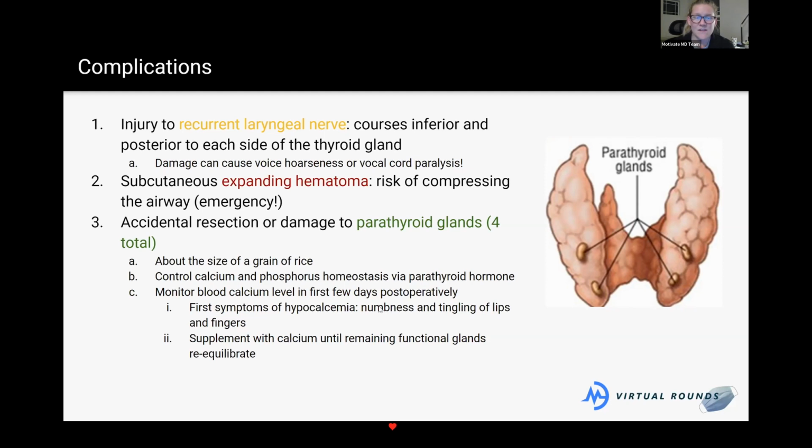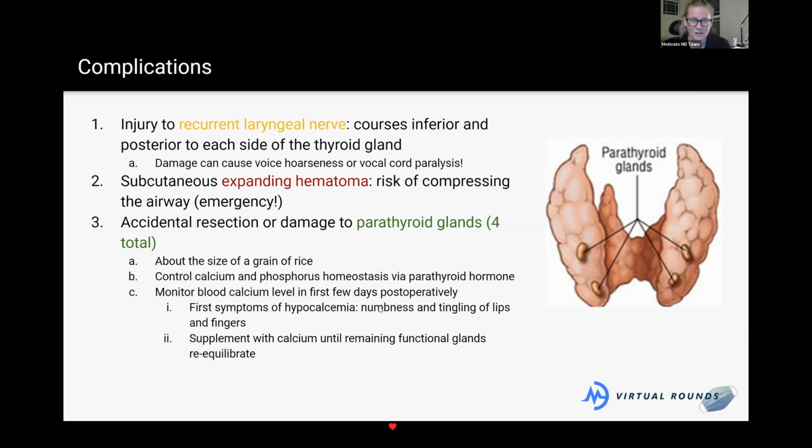That can manifest as either voice hoarseness or vocal cord paralysis. And if you cut both of them, then you can also just close off your airway. So it is very, very, very important to avoid injuring the recurrent laryngeal nerve.